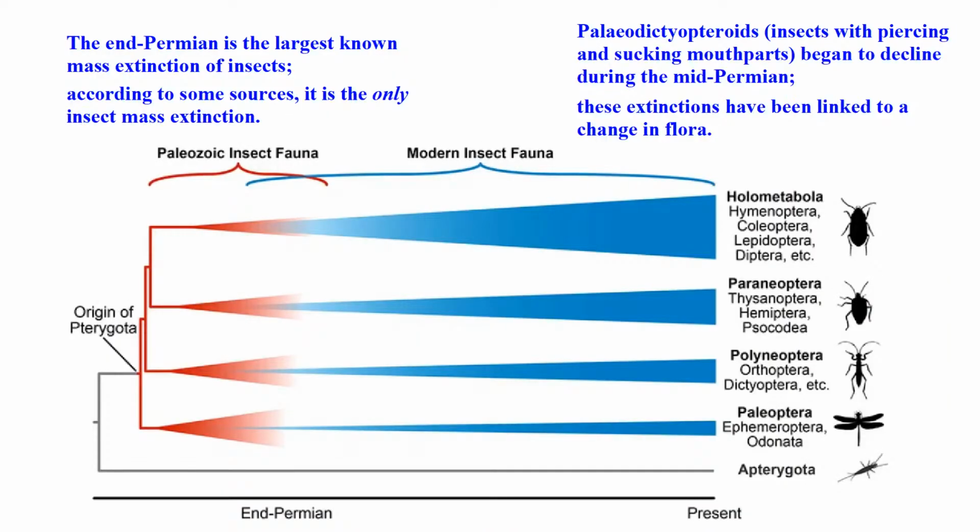Okay, important to note this was the only insect extinction that happened also in the Permian. And we read, you see there, it says, the End Permian is the largest known mass extinction of insects. According to some sources, it is the only insect mass extinction. And they say insects with piercing and sucking mouthparts began to decline during the mid-Permian. And these extinctions have been linked to what? To a change in flora.